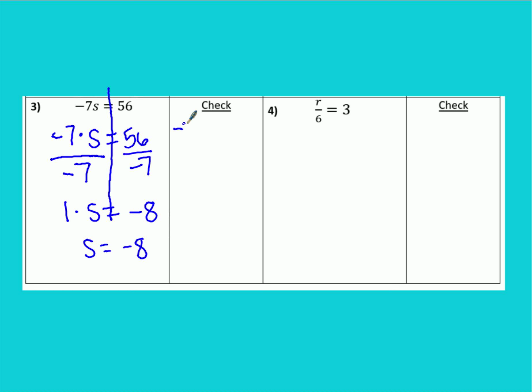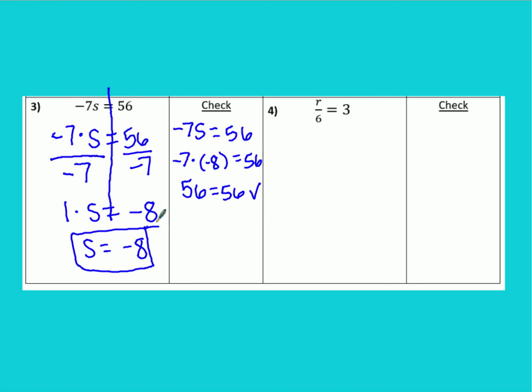Now we go back and we check. So we take our original equation and write it over here. We have negative 7 times s, so we're doing negative 7 times negative 8, and that should equal 56. 7 times 8 is 56, and a negative times a negative is a positive, so 56 equals 56 is correct, and this is our final answer.